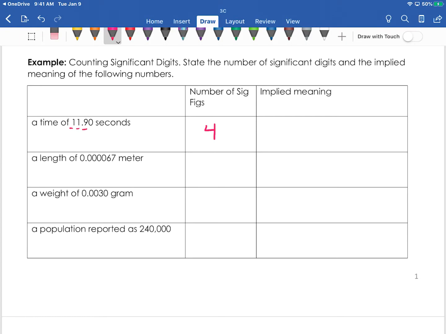The tricky part comes when you're trying to decide if the 0 is significant or insignificant. This 0 right here is what we call a trailing 0. It's a 0 to the right of the decimal place, and it's also to the right of the last non-zero digit. So this is considered a trailing 0, which means it is considered significant. And what it tells us is, instead of writing it as 11.9, we write it as 11.90 because whoever took that measurement wants to convey the message that it was measured to the nearest hundredth.